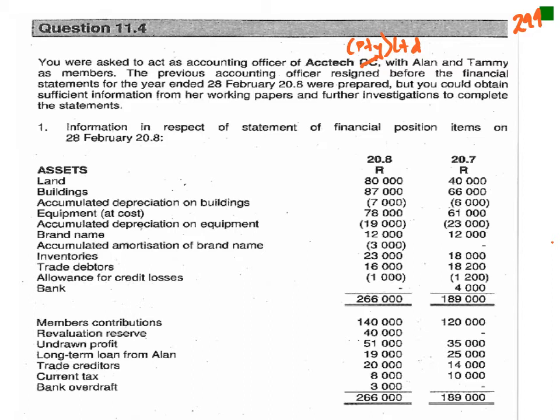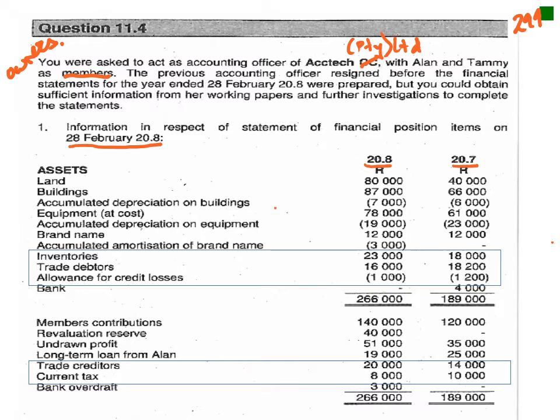So we've got ACC Tech Pty Limited and Allen and Tamby are both members. That means they are owners. They are shareholders of the company. And we are given information for the year ended 28th of February 2008. Here's 2008, and this is the prior year 2007. You will see when we reconstructed the ledger accounts how important it was that you knew which was the opening balance and which was the closing balance.